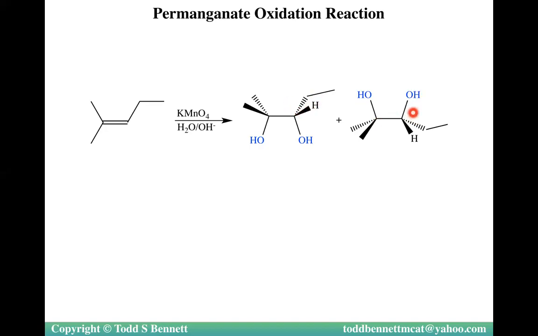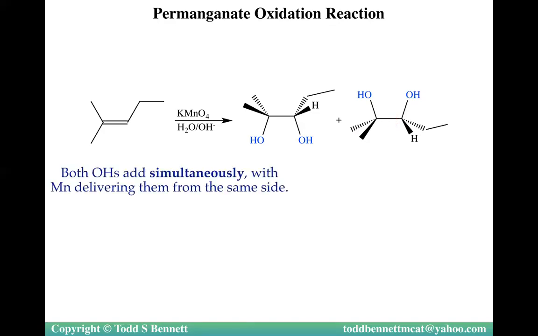So I'll get 1, 2, 3, but H is in front, so S, and then 1, 2, 3, but H is in front, so R. So I'll get equal parts S and R, 50% of each. Optically inactive because it's a racemic mixture. Both OHs add simultaneously, meaning Mn must deliver them from the same side, so it's syn addition.